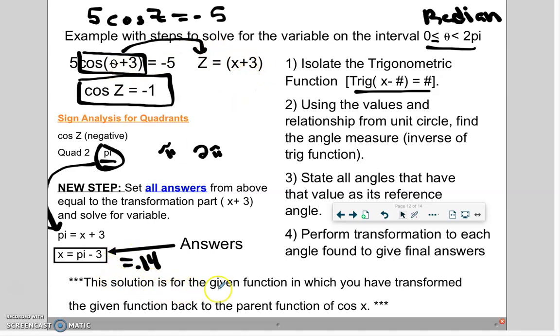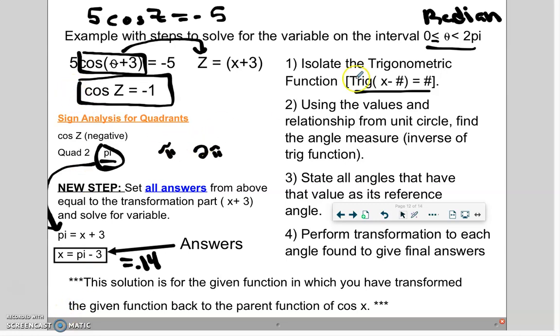So just keep in mind, the solution is a given function in which you have transformed this function back to its given parent function of cosine of x. In other words, you took out the amplitude value, you took out the cosine operator. In other words, you took cosine inverse of that value, and then you undo the transformation.